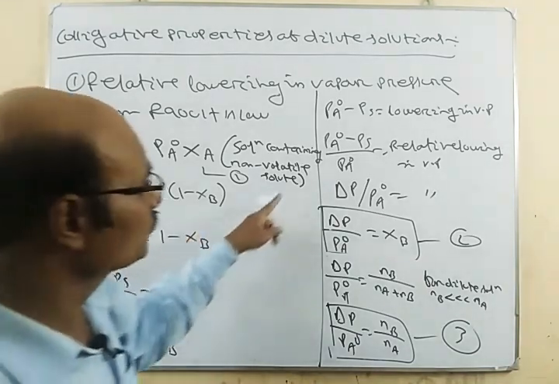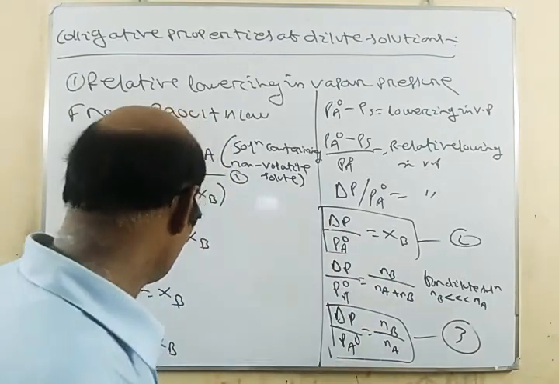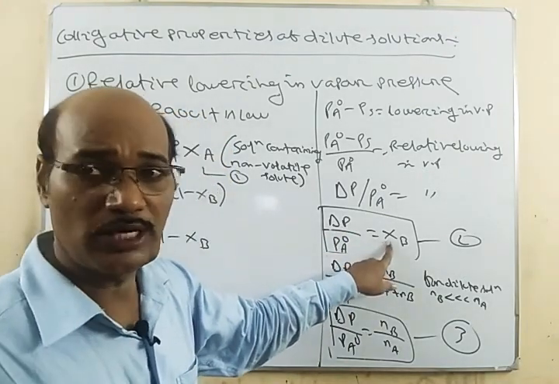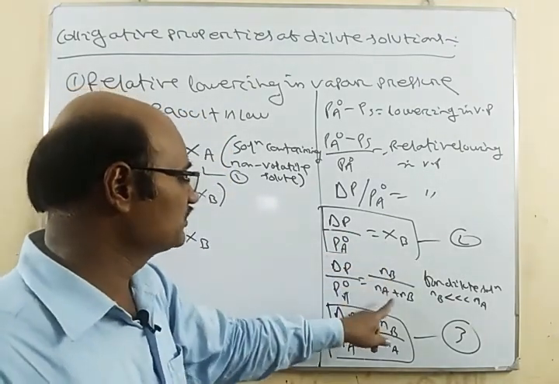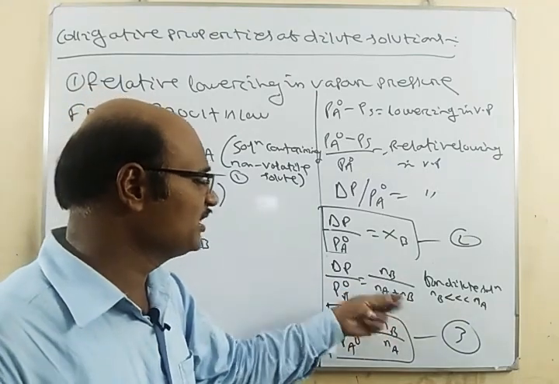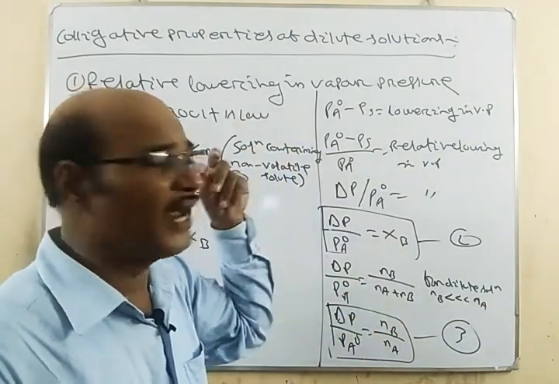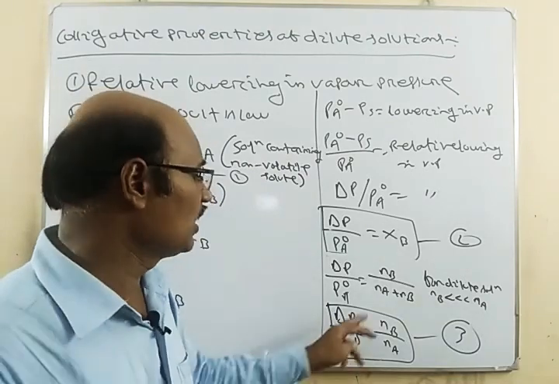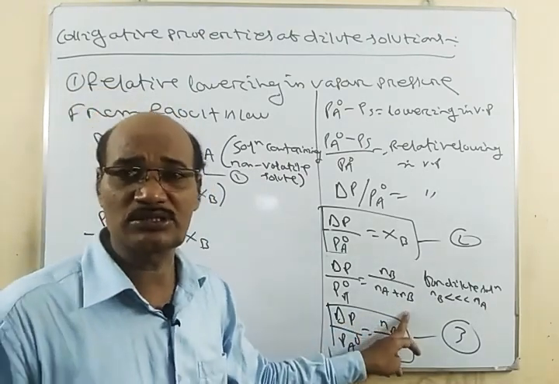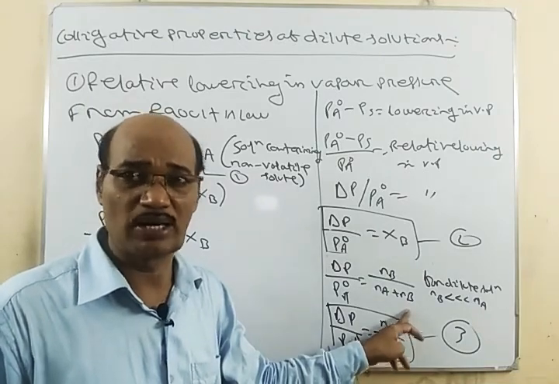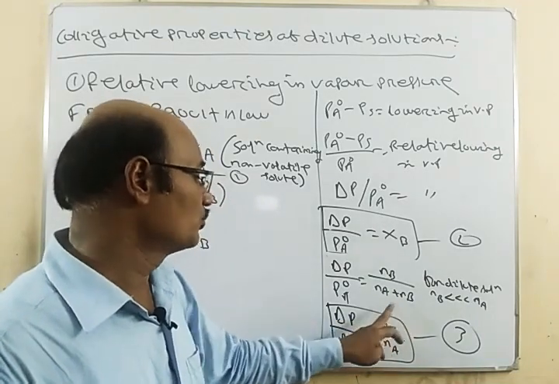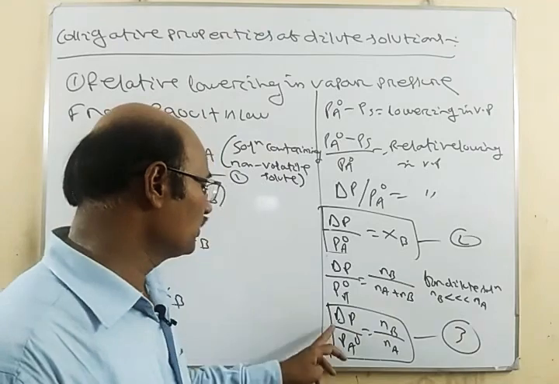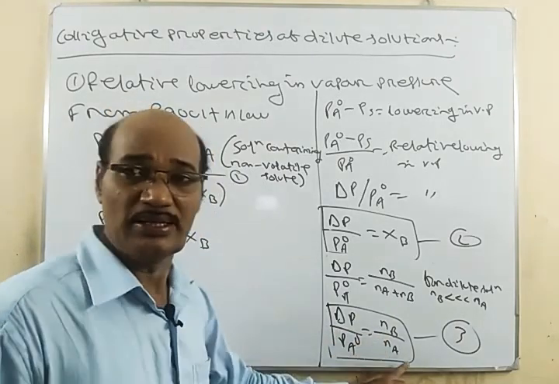Now this is equal to XB, the mole fraction of solute. Now XB equals NB by (NA plus NB). And because we are taking very dilute solutions, NB is very small, the number of moles of solute is very less. So NA plus NB in the denominator can be taken as NA, since NB is negligible. So we can write delta P by PA0 equals NB by NA.